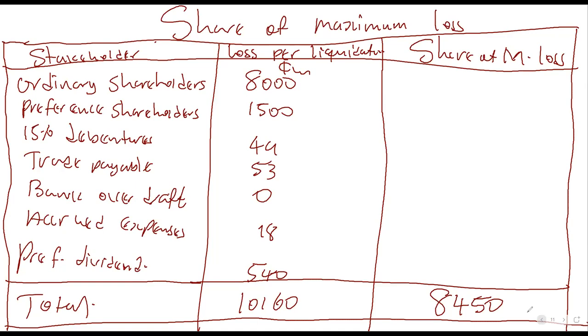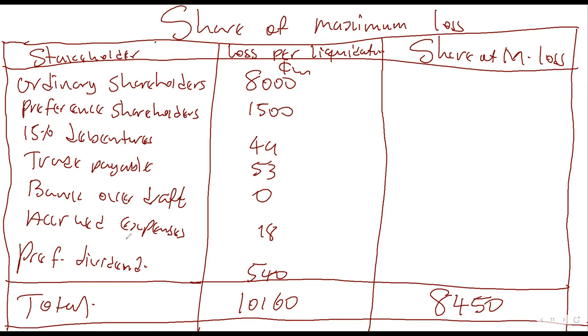Rule number 1: make sure that no one loses much more than in the event of liquidation. That is why we brought these figures here as a benchmark. None of these figures here should be much more than here. The thing is discretional. Whatever you do is correct.